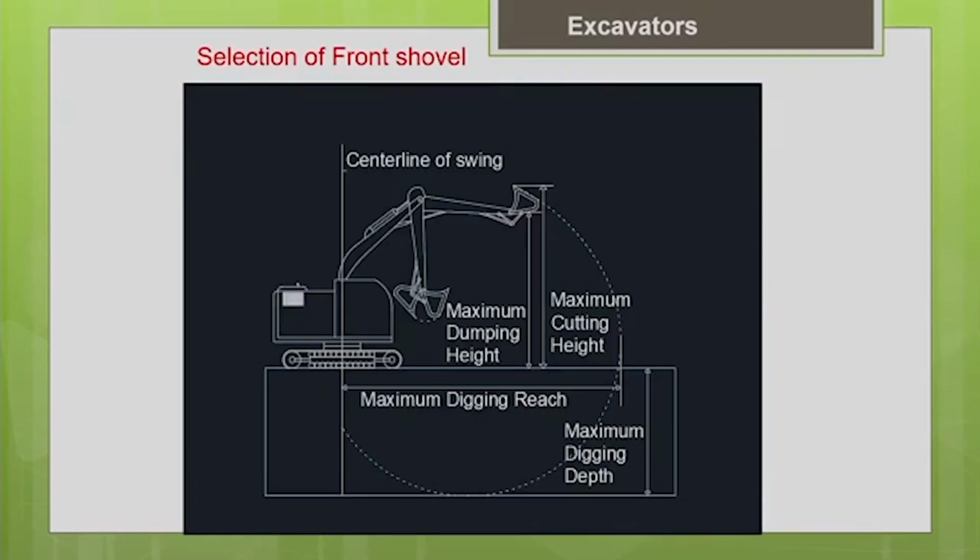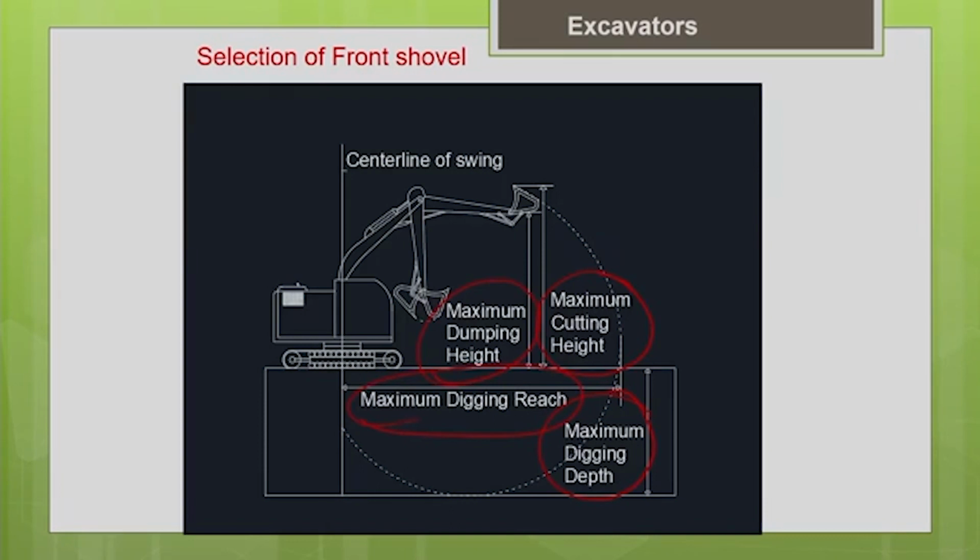How to select this front shovel for a particular job? You should know some important parameters related to the machine so that you can make the choice of the machine for the particular job. For every shovel, the manufacturer will provide you information on the maximum cutting height for the shovel, the maximum digging depth for the shovel, the maximum dumping height for the shovel, and the maximum digging reach for the shovel.